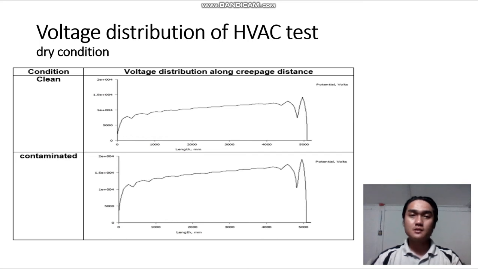This condition is similar to the above test, which is the test of dry and clean condition and the test of dry and contaminated condition. The higher value in the dry and clean condition is 15 kilovolt, and the higher value in the dry and contaminated condition is 20 kilovolt.